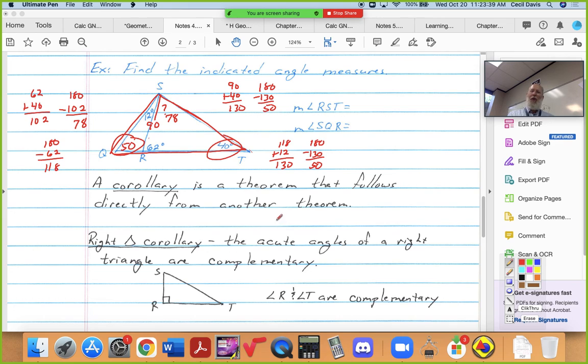That is called a corollary. It's a theorem that comes directly from some other theorem. The right triangle corollary says the acute angles of a right triangle are complementary. In this diagram, and it's wrong on here, so please fix it, it's angles S and T that are complementary, not angles R and T that are complementary.